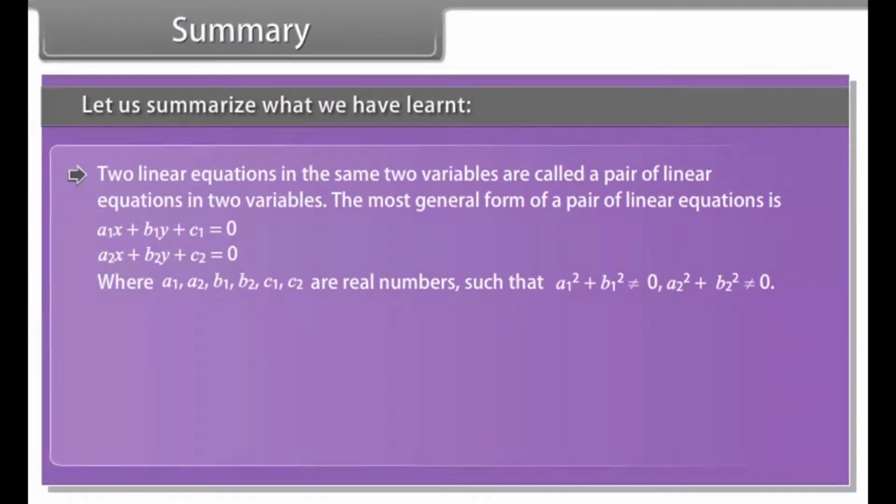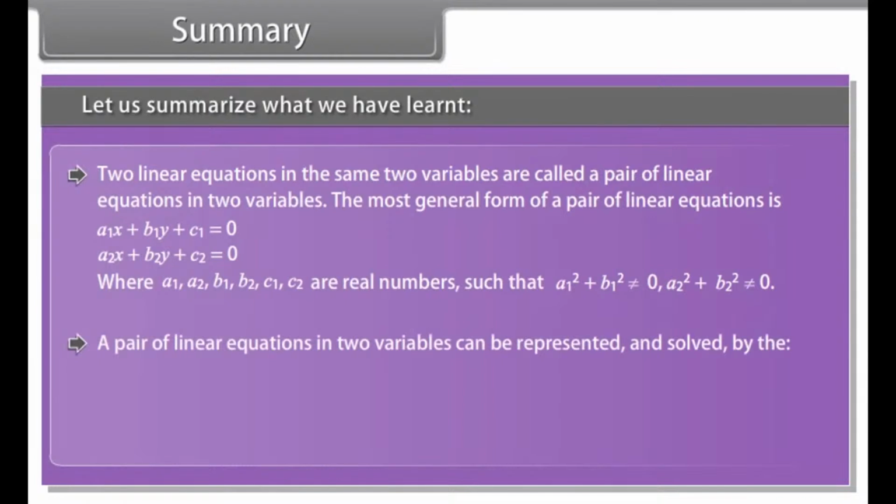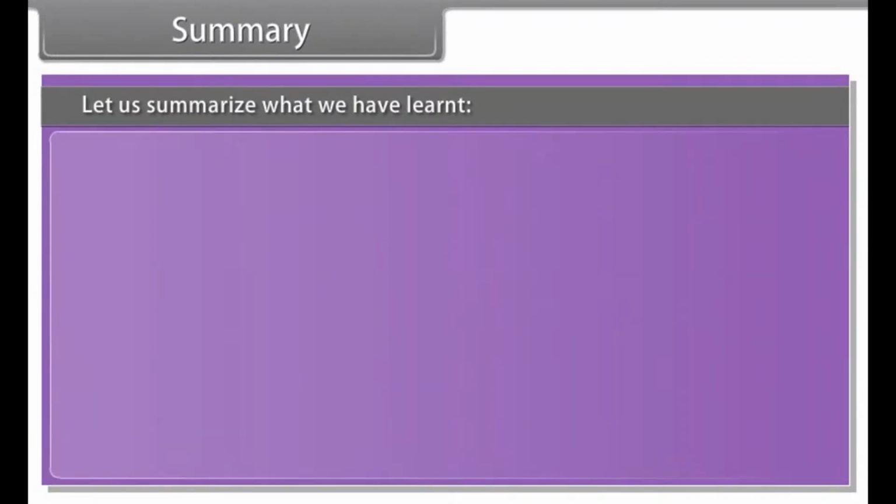that a1 square plus b1 square is not equal to 0, a2 square plus b2 square is not equal to 0. A pair of linear equations in two variables can be represented and solved by the 1. Graphical method and 2. Algebraic method.